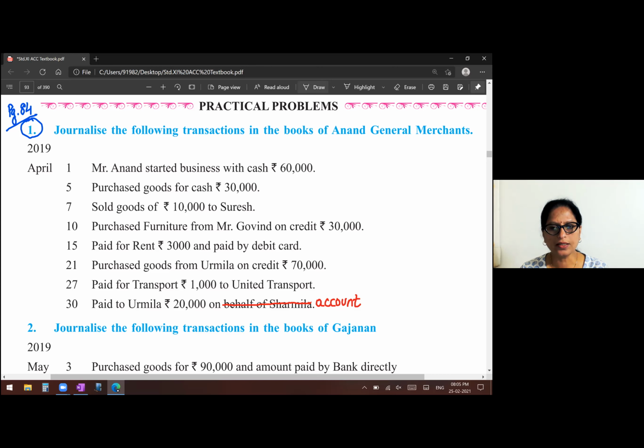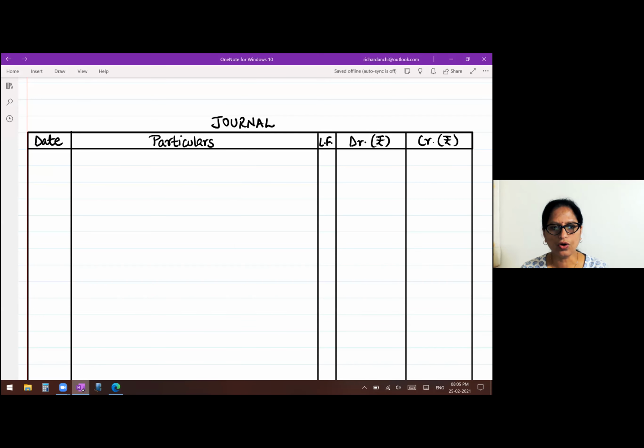So now we will start journalizing the transactions. You will take your notebooks and in your notebooks you will draw the journal format. Write down in the books of Anand General Merchants. You must always write in whose books you are preparing. In the books of Anand General Merchants. And below that, it has to be a journal.